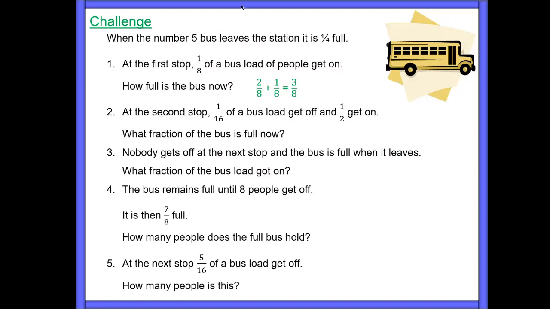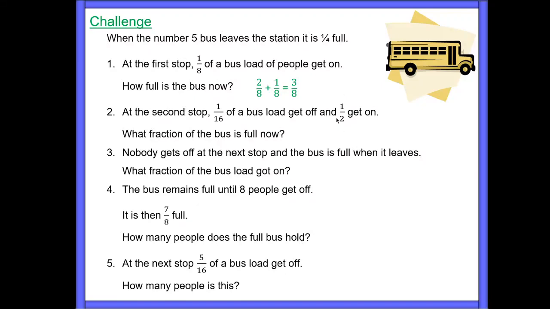At the second stop, 1/16 of a busload get off and half get on. What fraction of the bus is now full? Okay, so at the minute we've got 3/8, we need 1/16 to get off. So to be able to take away a 16th, we need the answer from here to be in 16ths. So to change 8 to 16, we times by 2, so that'll be 6/16. So we're going to have 6/16 minus 1/16.